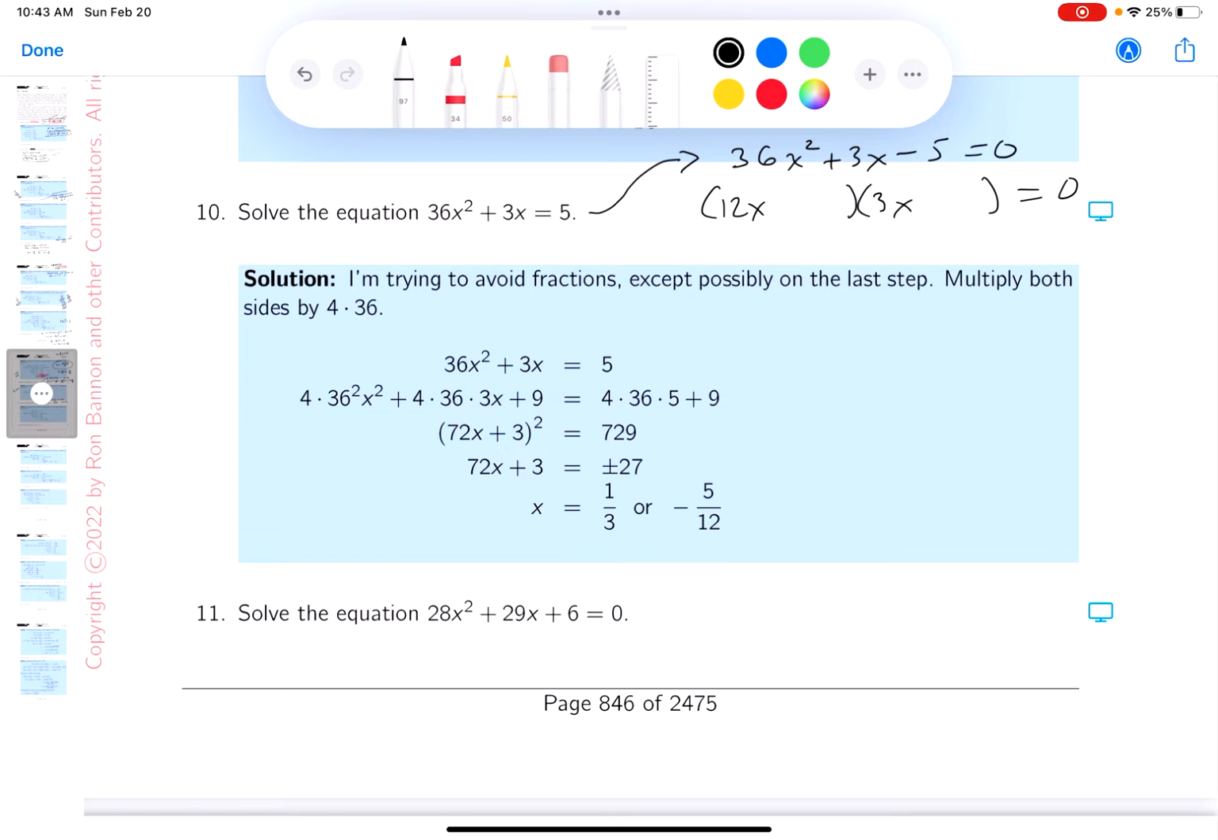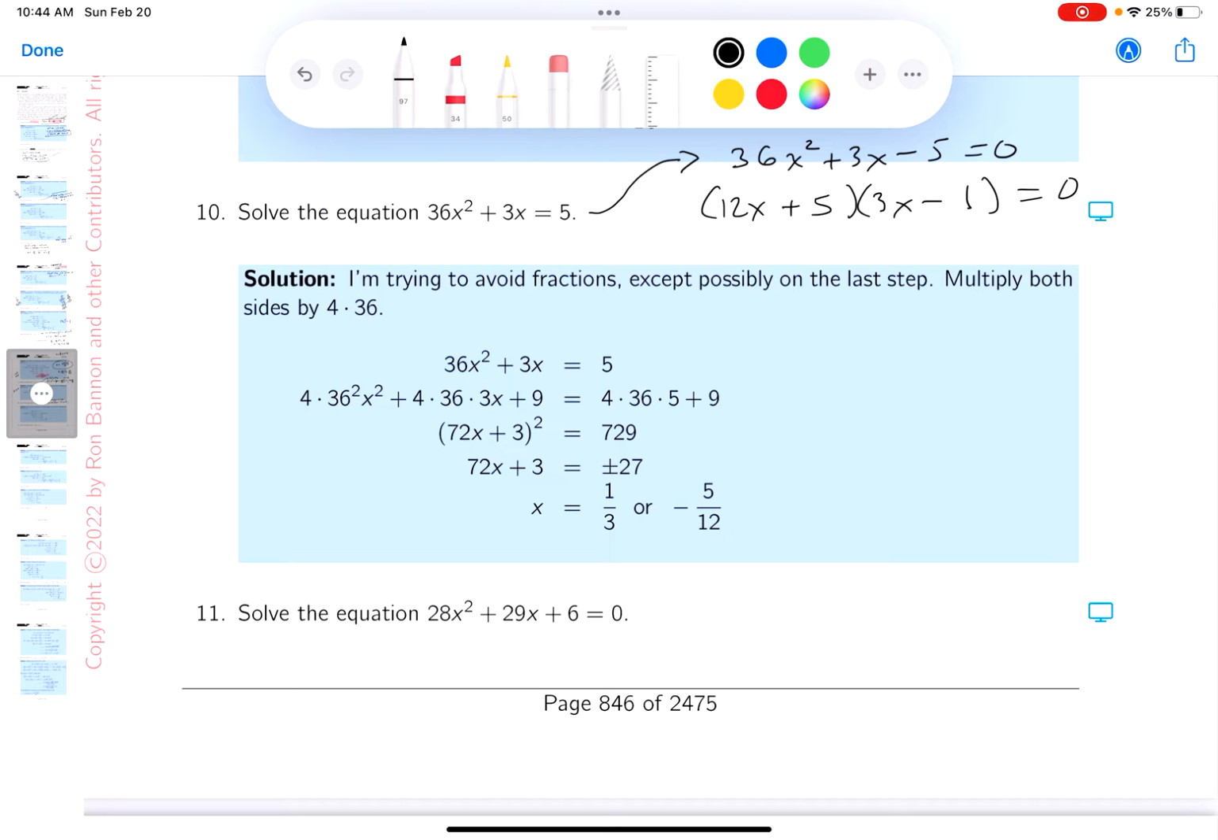And let's take a look at that. And I'm going to say 1 and 5. And let's see, plus, minus. Let me see if that works. 12 times 3x is 36x squared. Then I get minus 12x plus 15x. Well, that's 3x. And I do get minus 5.